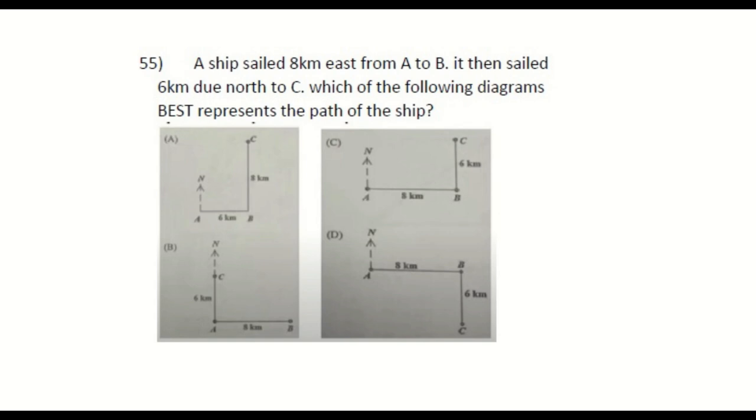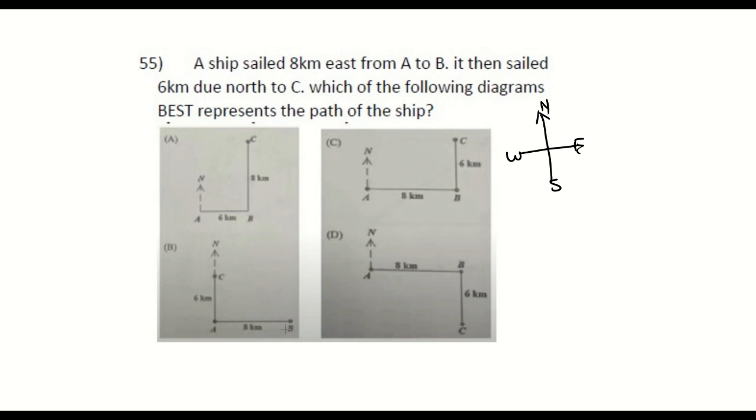A ship sailed 8 kilometers east from A to B, then sailed 6 kilometers due north to C. Which of the following diagrams best represents that? So we have north, south, west, east, right? So they're saying a ship sailed 8 kilometers east from A. So we're starting at A and we're going east, so we're going from A to B. So we are looking for 8. This is 6, this is 8, this is 8. So the only one would be this one so far. Also, this is 8. Right, so it's either C or D.